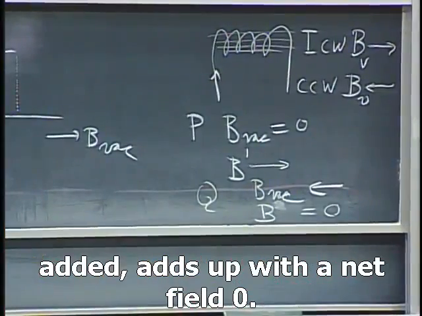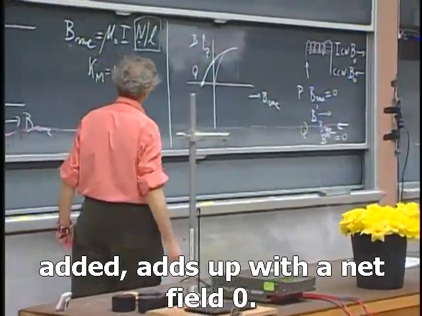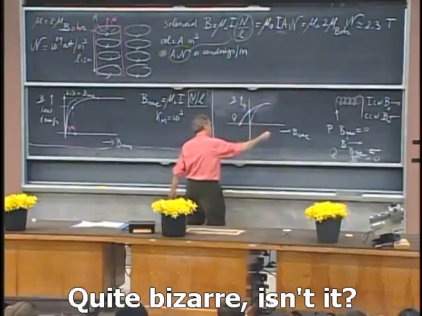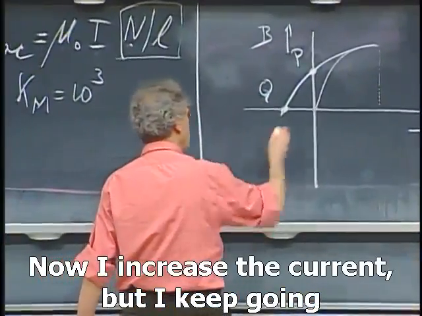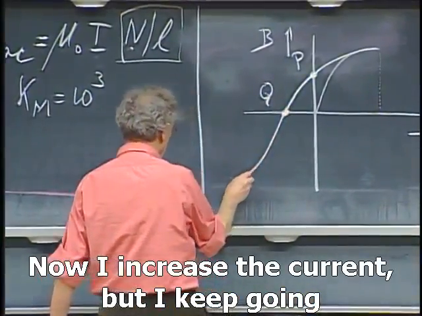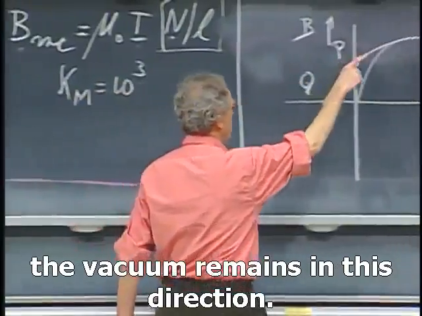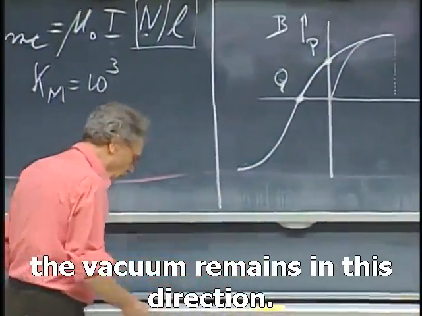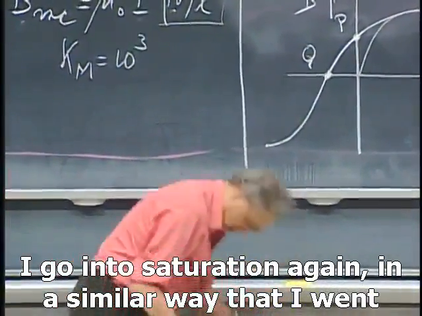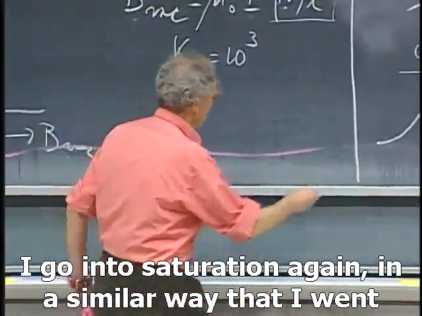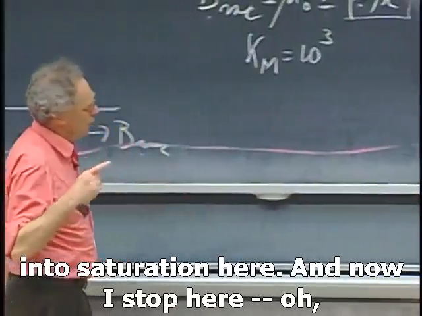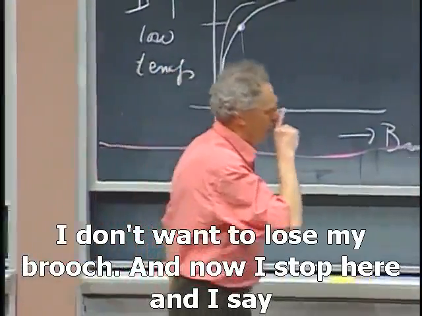Now I increase the current, but I keep going counterclockwise. And so the magnetic field of the vacuum remains in this direction. I go into saturation again, in a similar way that I went into saturation here. And now I stop here. Oh, I don't want to lose my brooch. And now I stop here, and I say to the current, go back to 0 again.